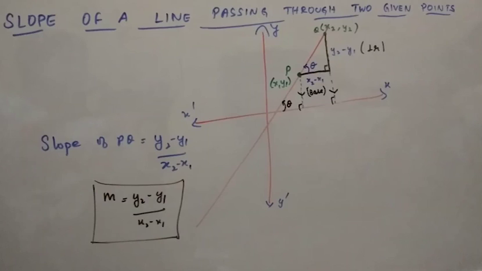The slope of a straight line passing through two given fixed points. The coordinates of the points are x1, y1 and x2, y2. Therefore, slope is equal to y2 minus y1 upon x2 minus x1.